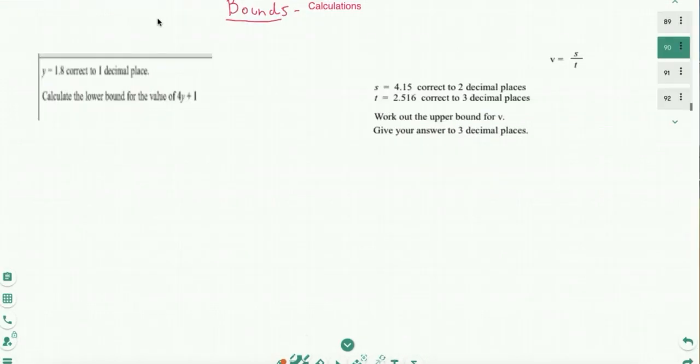Let's try some word problems together. Let's look at the first one. y equals 1.8, correct to 1 decimal place. Calculate the lower bound for the value of 4y plus 1. So we want to find the lower bound for this expression, 4y plus 1. If we're trying to find the lower bound, we're trying to find the smallest possible value, the lowest possible value.